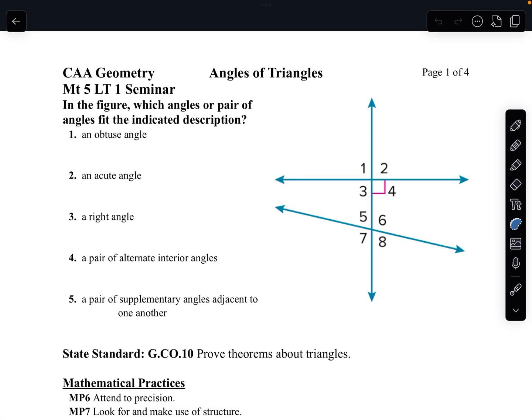So let's take a look at your MT5 LT1 seminar, Angles of Triangles. Before you move on, do the first 5 questions. If you're doing this before class, we'll go over them in class. If you're doing it ahead or behind, I still do them to activate your prior knowledge.